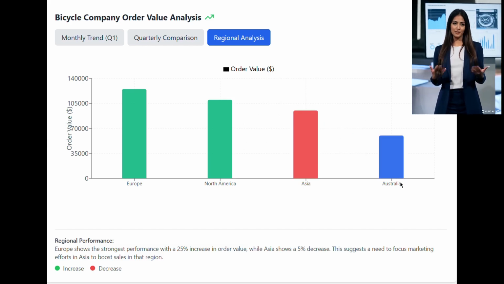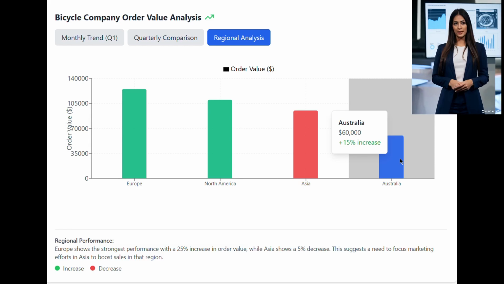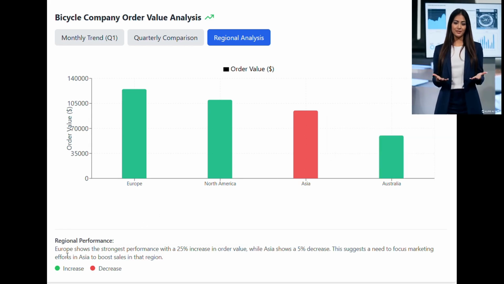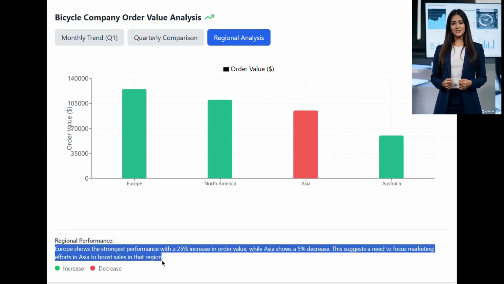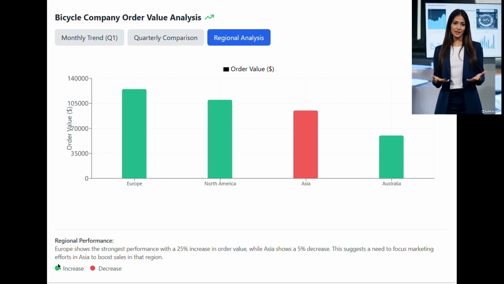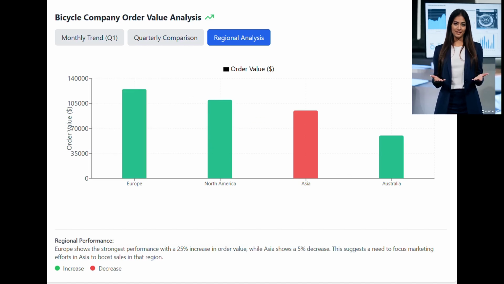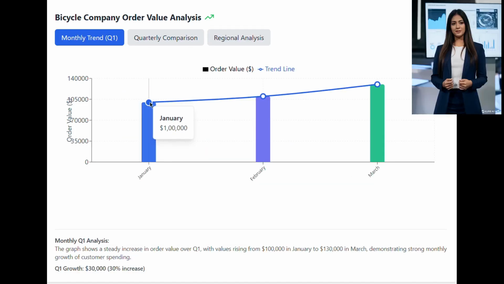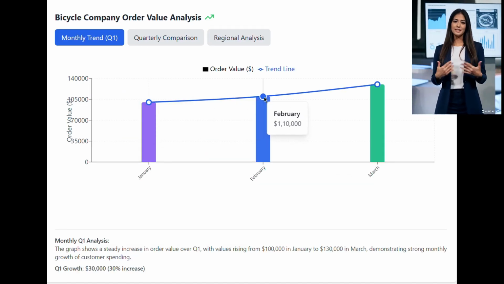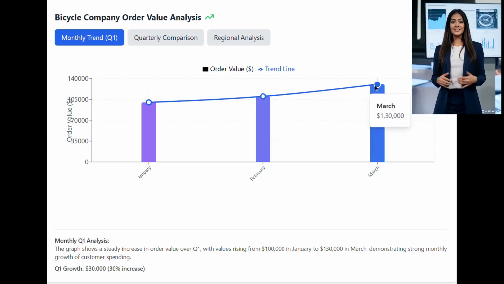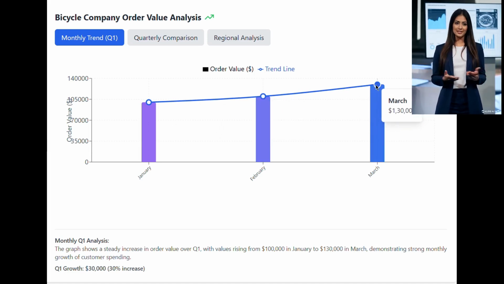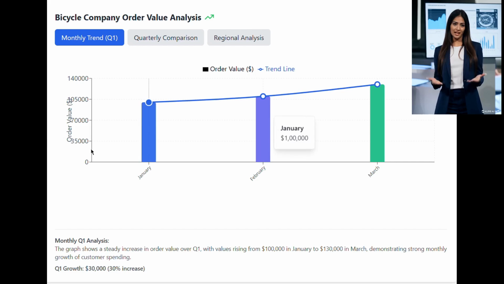Key findings and interpretations. The order value trend chart helps identify trends in order sizes, such as seasonal peaks. For instance, during holiday seasons, customers might spend more on bicycles as gifts, leading to higher order values. Specific interpretations include rising order values may reflect effective upselling, convincing customers to buy more expensive items or growing demand, while declines could indicate customer dissatisfaction or increased competition.